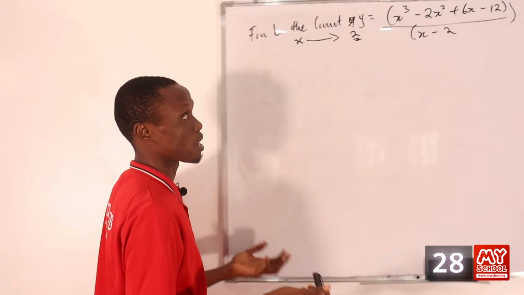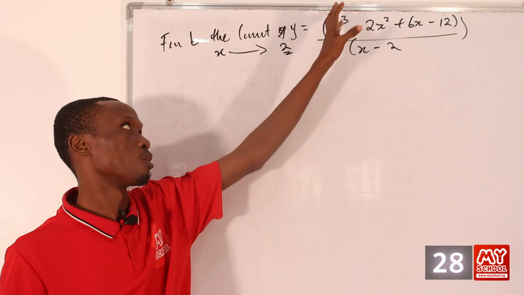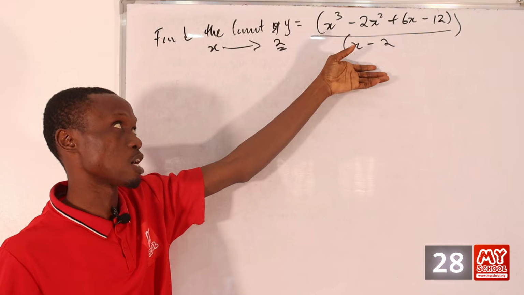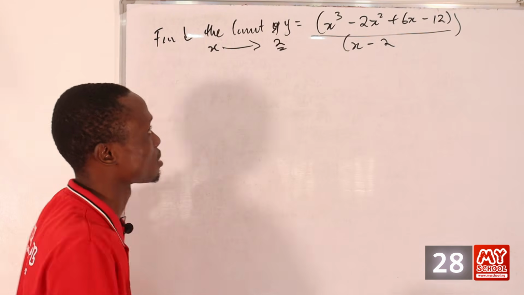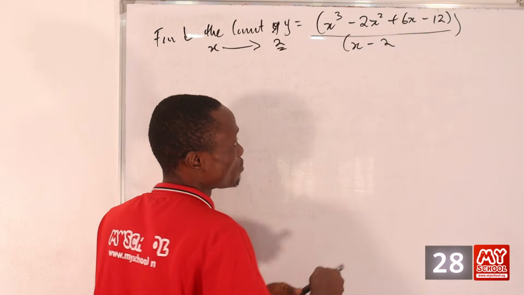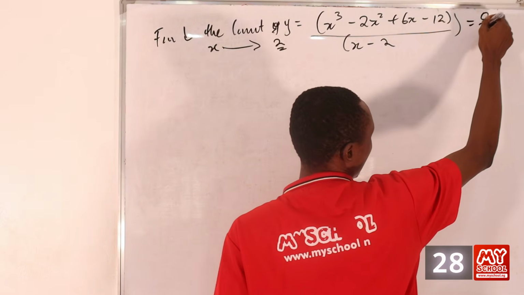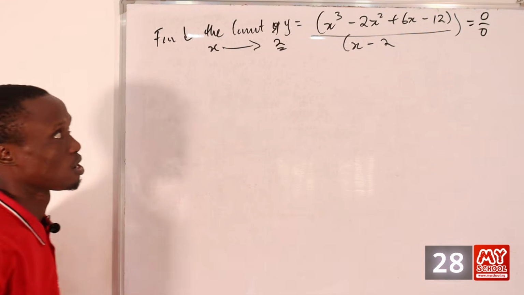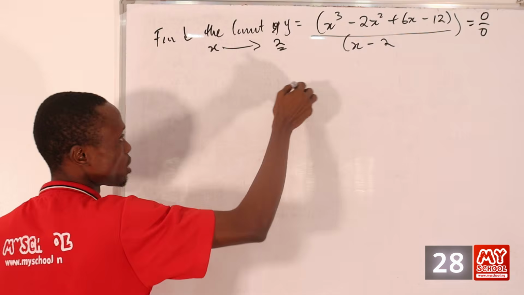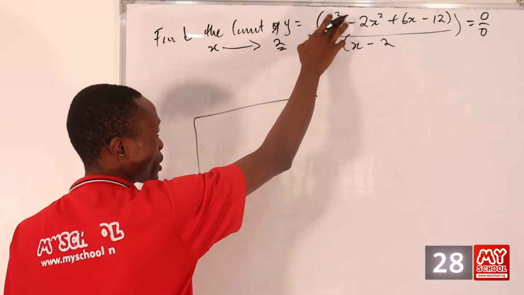In this case, sometimes if you just substitute the values into the given fraction, you might get the answer, but sometimes you may not. So let's try and substitute the 2 into this. If we do that, we are going to have 0 over 0, and this is not the answer. So what do you do? In this case, we use polynomial division to get the answer to this.